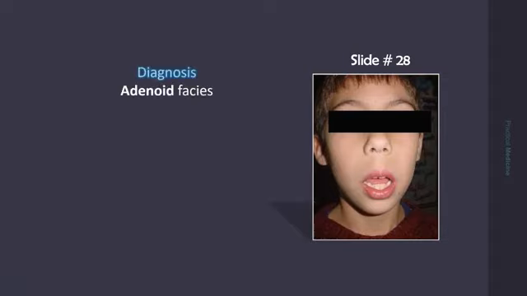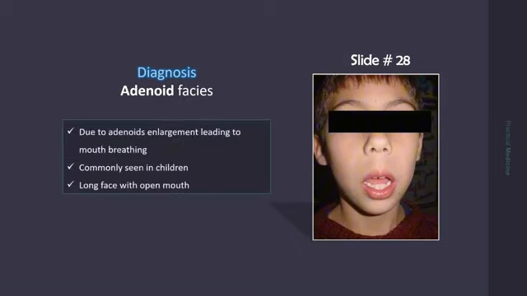This is called adenoid facies, and these features develop in children with adenoid gland swelling, which causes difficulty in nasal breathing, and as a result there is mouth breathing. The face appears long and mouth is open.